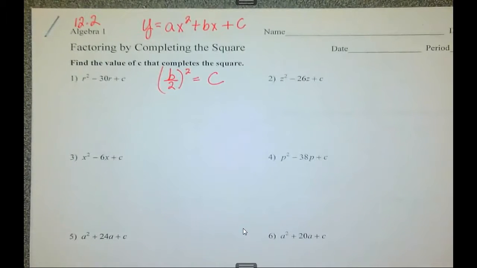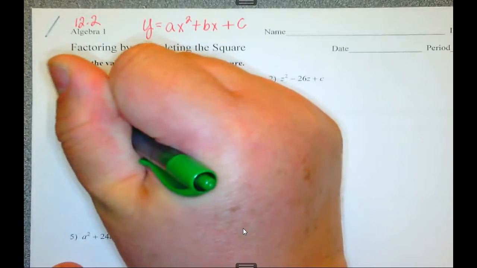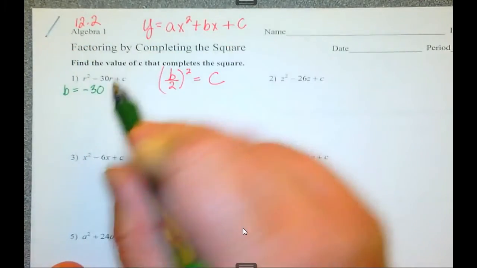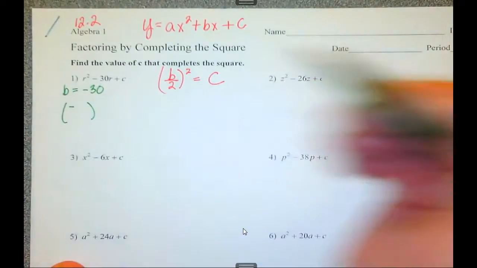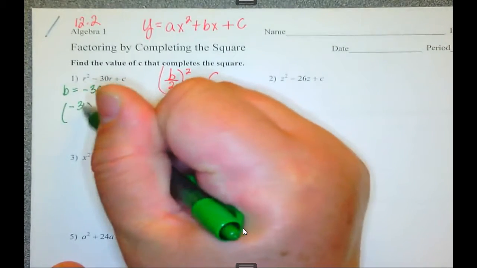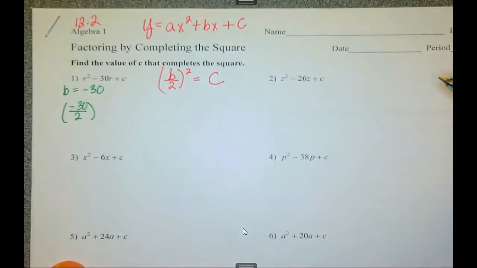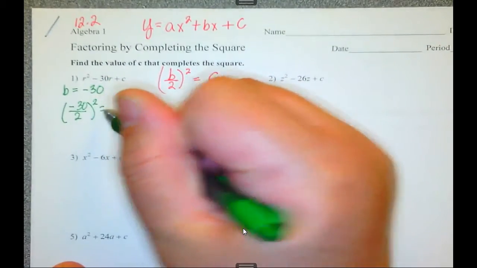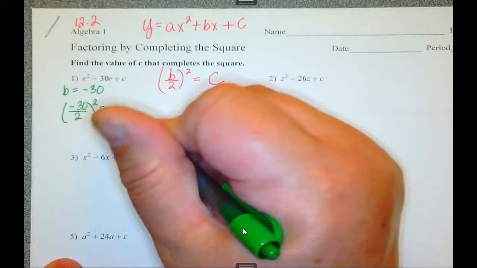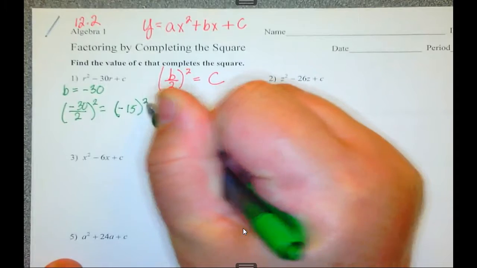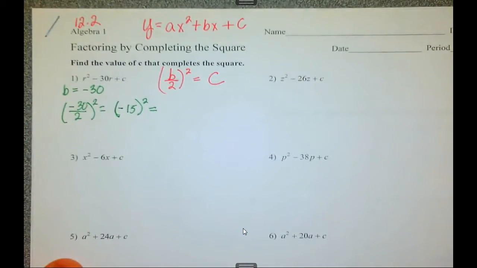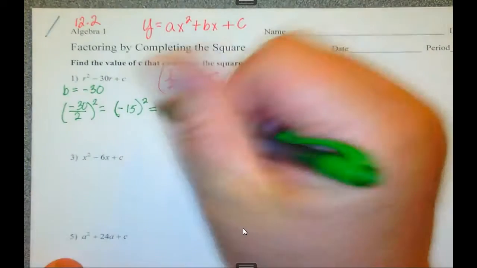Okay, so number one, what's my b? b equals negative 30. It's the coefficient of r. So I'm going to take negative 30 divided by 2 and square it. So negative 30 divided by 2 is negative 15, and square it. Be careful. A negative 15 times a negative 15, 225.